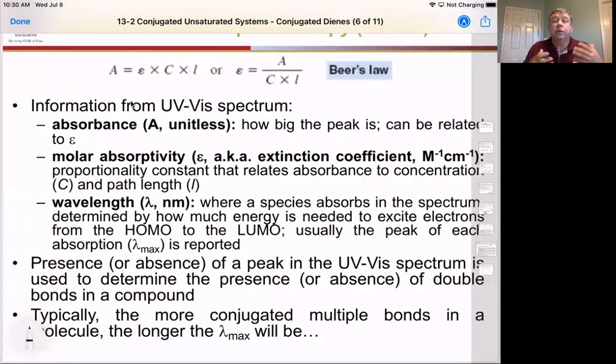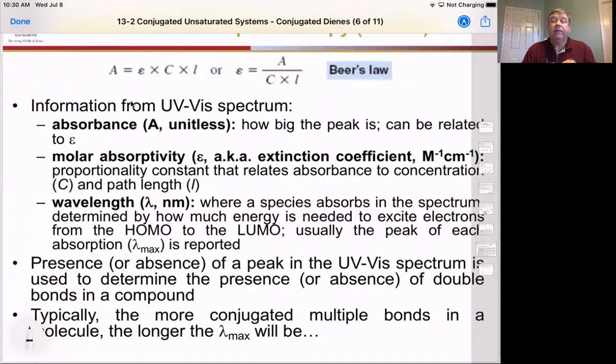Okay, so let's talk a little bit about some other components related to the spectroscopy. The first thing is we can use Beer's law to tell us a little bit about the molecule itself. The absorbance is how big the peak is, and it's related to what we call the molar absorptivity. Each individual molecule will have a different molar absorptivity, and it relates to how the molecule absorbs light.